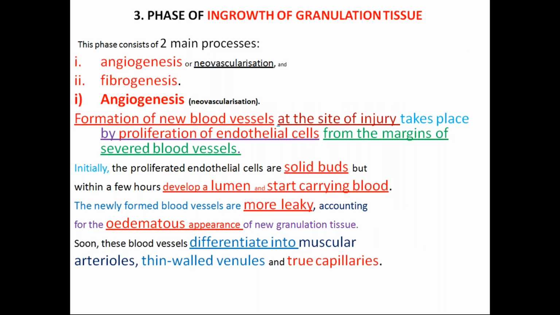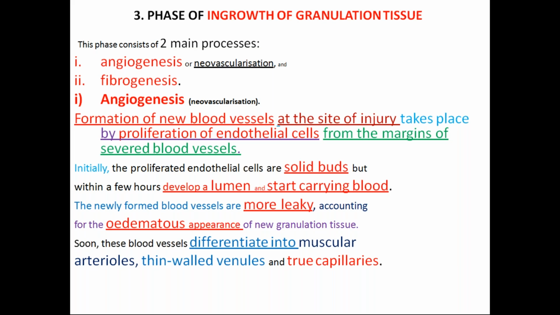Next, coming to the phase of ingrowth of granulation tissue. This phase consists of 2 main processes: angiogenesis or neovascularization and fibrogenesis. What is angiogenesis? It is formation of new blood vessels at the site of injury, which takes place by proliferation of endothelial cells from the margins of severed blood vessels.